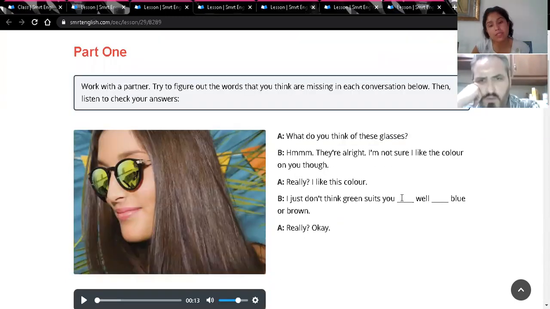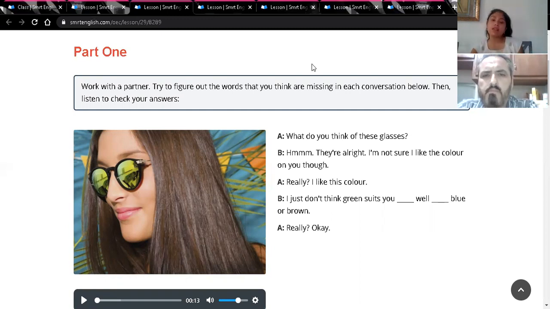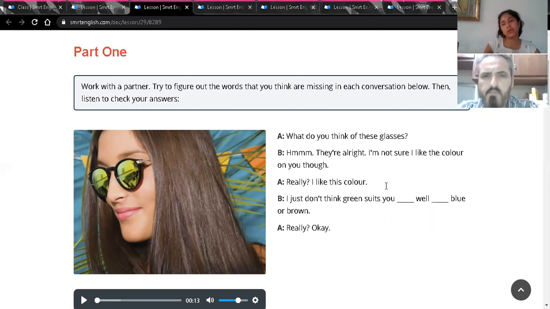So we're going to first read and try to identify the words that are missing in the conversation, and then we're going to listen to confirm. So it says in here, what do you think of these glasses? They're all right. I'm not sure I like the color on you, though. Really? I like this color. I just don't think green suits you well, blue or brown. Really? Okay. So, just sharing, what do you think could be the words that are missing?